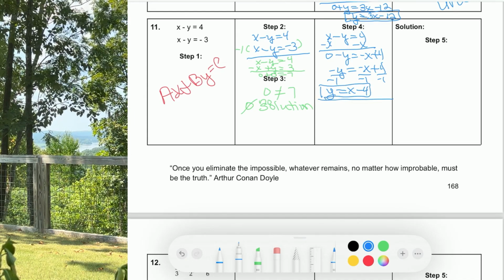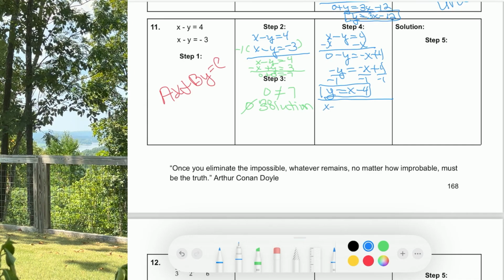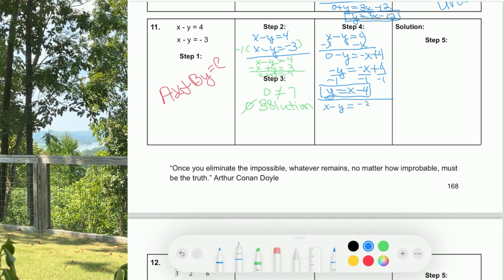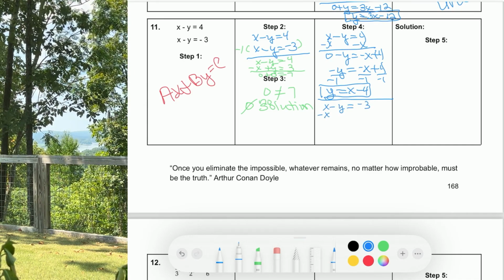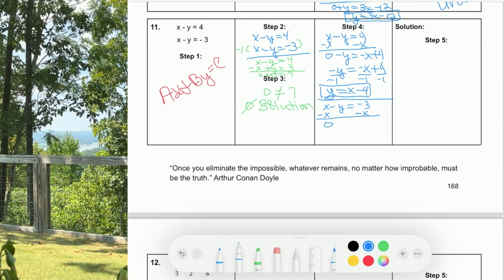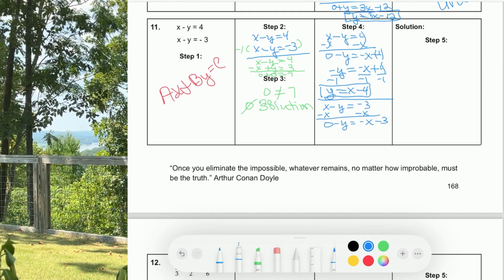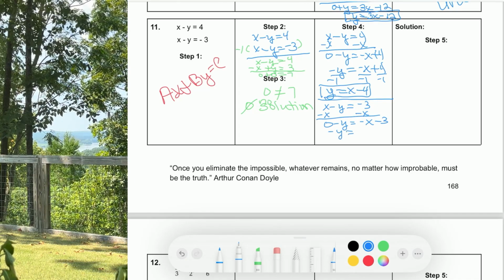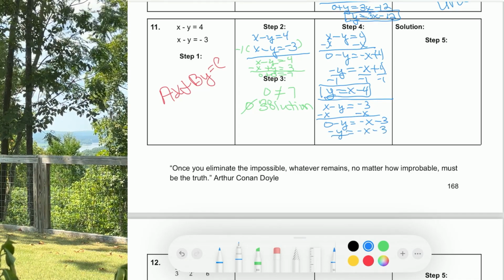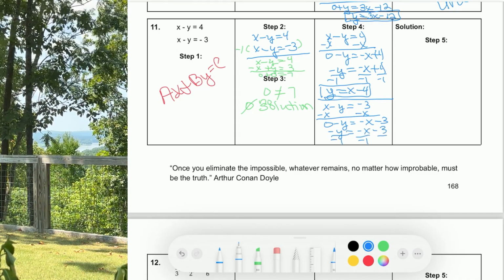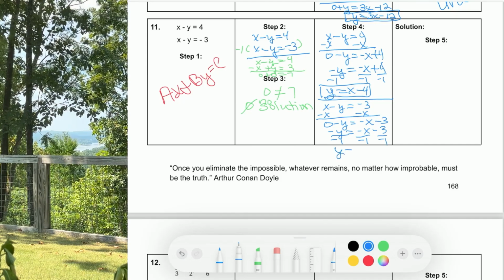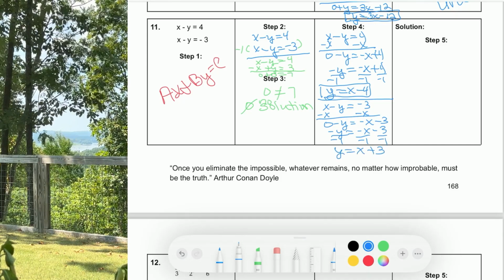Now let's check the other one. X minus y equals negative 3. So subtract x. I get 0 minus y equals negative x minus 3. I'm going to rewrite this part. Divide by a negative 1, divide by a negative 1, and I get y equals x plus 3.